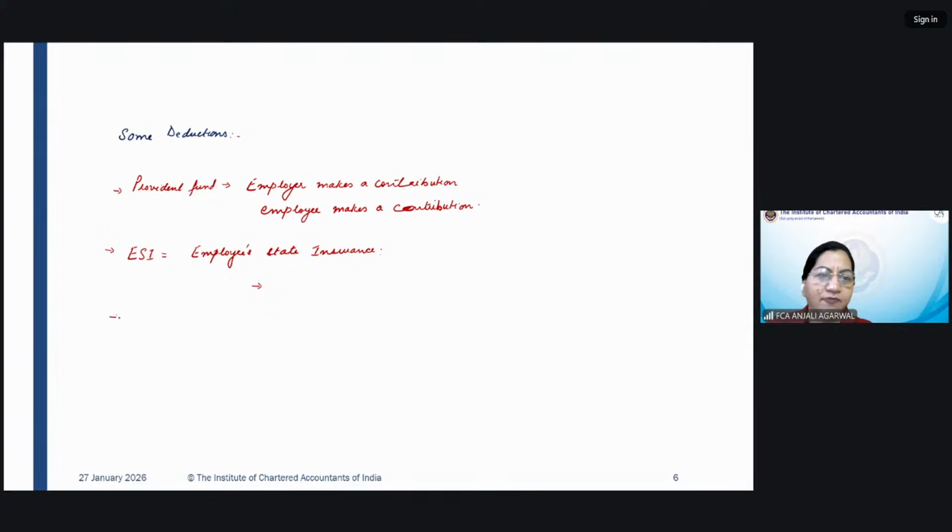Then there can be some voluntary contributions also. Maybe the worker wants to contribute beyond the statutory limit towards provident funds or any other fund to save for his retirement. Now, what happens is there are three things here. Let's say one, what is the employer's cost towards the worker?